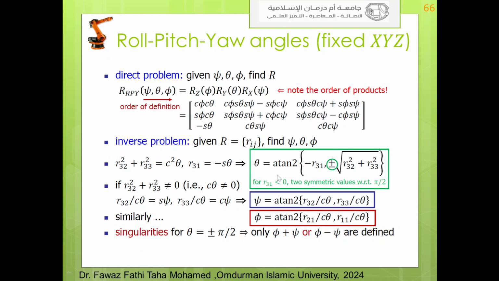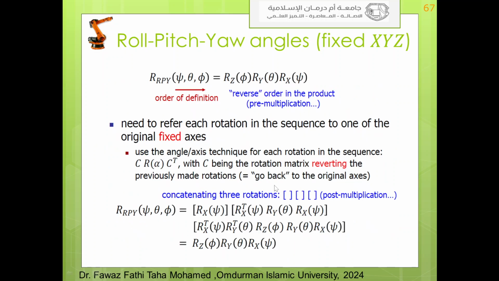Okay, so you can use the previous formula, please check it, and also check the singularity cases when theta is equal to plus or minus pi over 2.